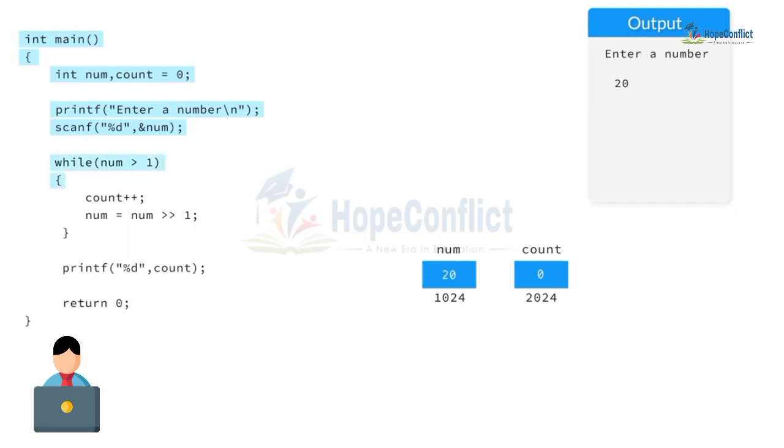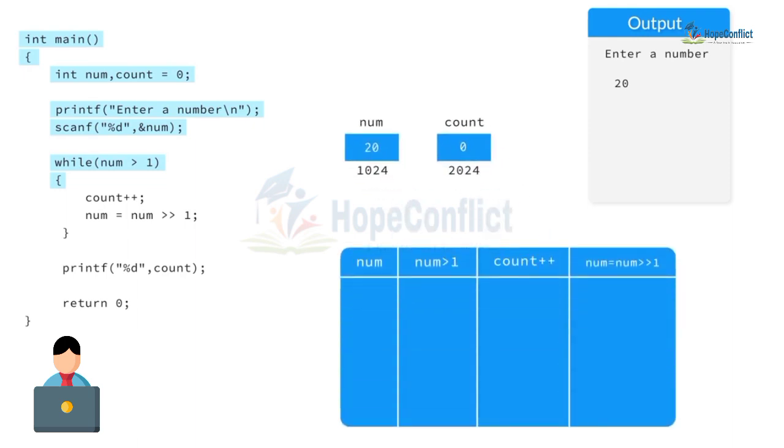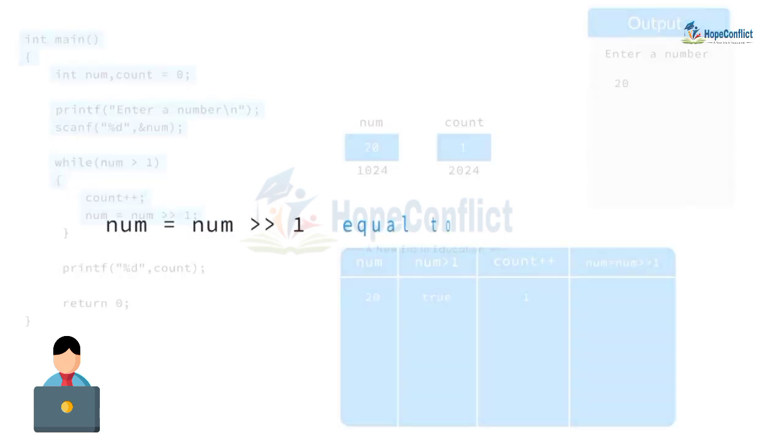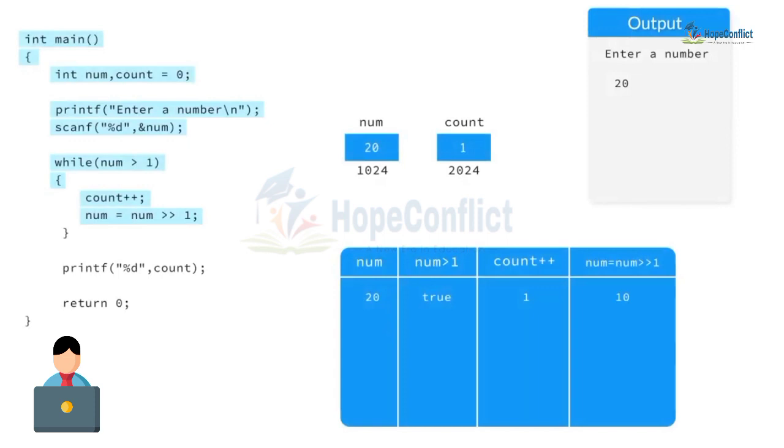Remember the working of while loop, as long as the condition is true, the statements inside while will be executed. So here the condition is num greater than 1, and what is num? 20, and 20 is greater than 1. So condition is true, so we enter the while loop and we increment count. So it will become 1, and then we have num equal to num right shift 1, which is equivalent to num by 2 in C. So num becomes 10 and the first iteration is completed.